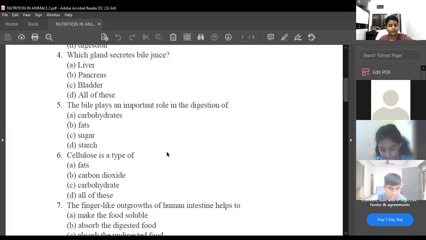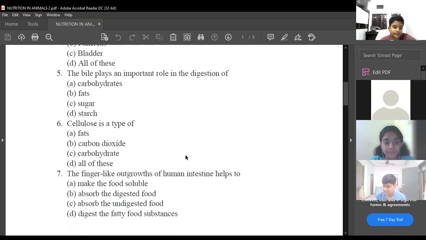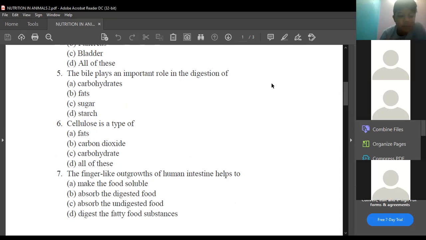But this cellulose cannot be digested in the human body, the human stomach. It's actually fiber. Animals can digest cellulose, for example cows. Only ruminants have the bacteria and special juices which can digest cellulose. Okay. The seventh question is for Mahavir.